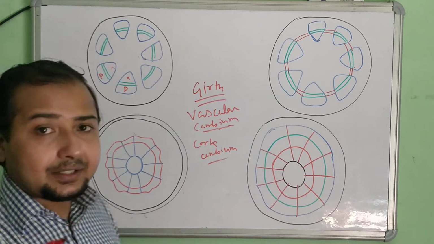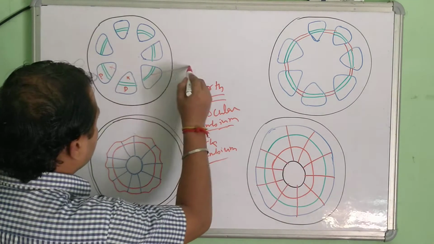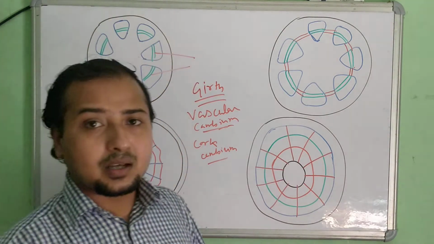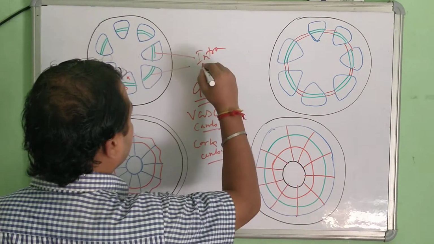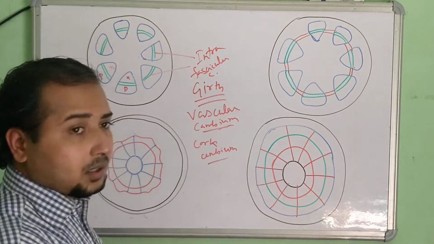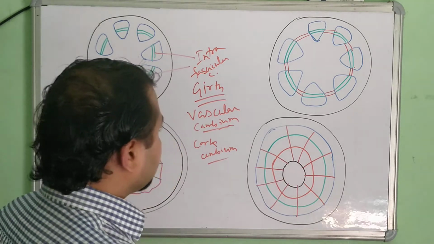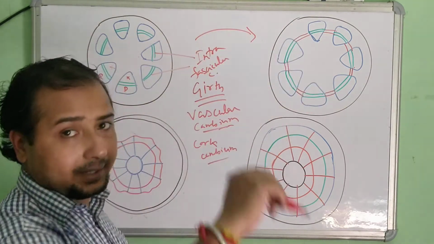These are called intrafascicular cambium. The cambium present inside the vascular bundles is known as intrafascicular cambium. Now, after this maturation stage, the second diagram comes.